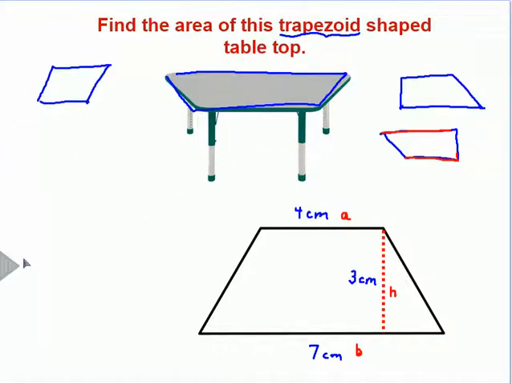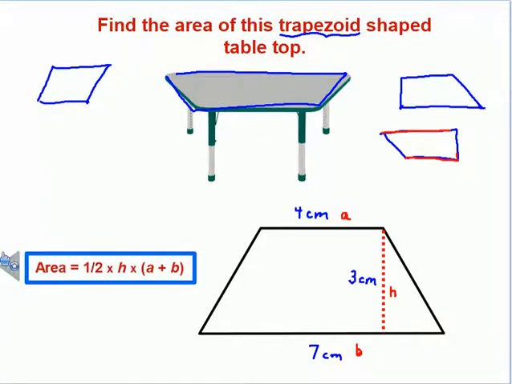Now this is the most complicated formula you're going to have to remember. And that formula is, just as it's written there, 1/2 times the height times a plus b. Now don't multiply a and b together. Lots of people want to do that. You can't multiply a and b together. You have to take 1/2 and then multiply that by the height and then add a and b together.